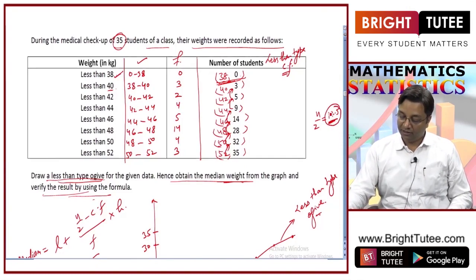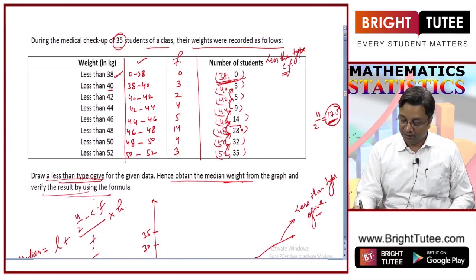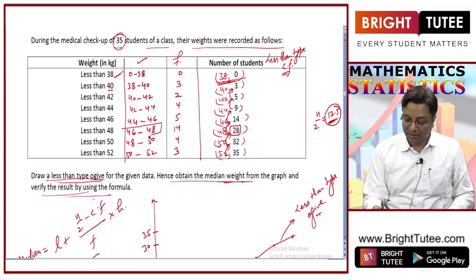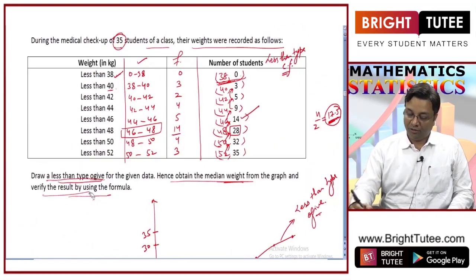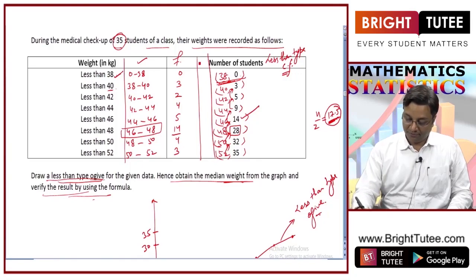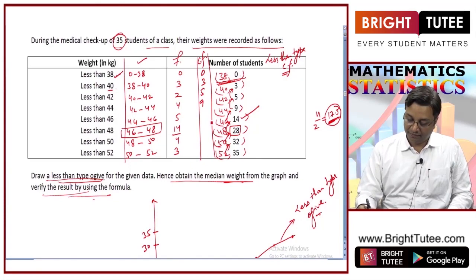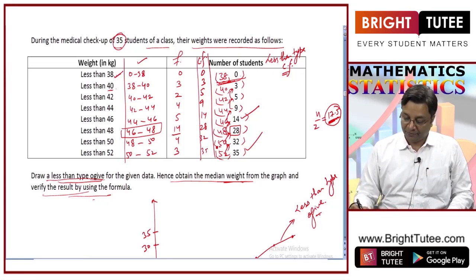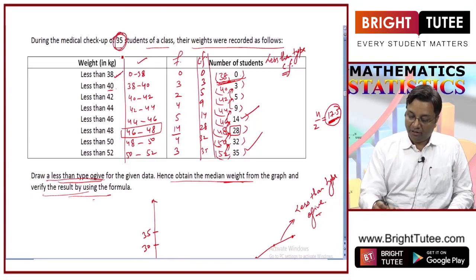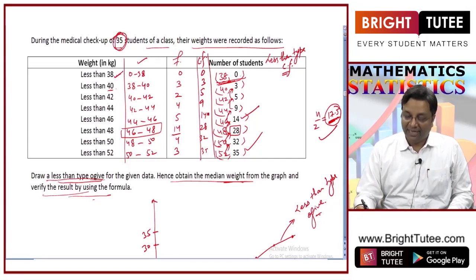So the frequency just greater than 17.5 is 28. Okay. So what is the median class? This is the median class here. So let's write the cumulative frequencies corresponding to these frequencies: 0, 3, 5, 9, 14, 28, 32, 35, which are already written here, but I have written it separately, right. So, what is n by 2? 35 by 2 is 17.5, and the cumulative frequency just greater than 17.5 is 28, right.